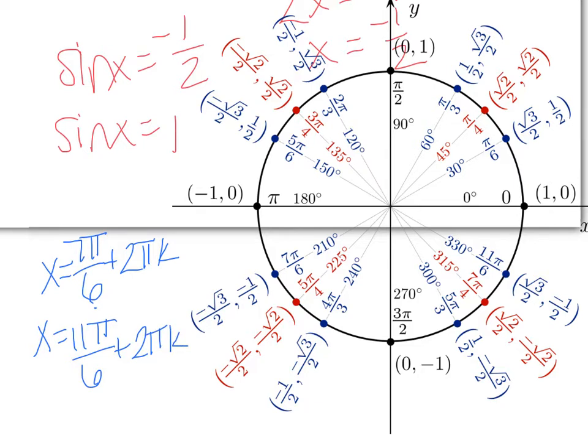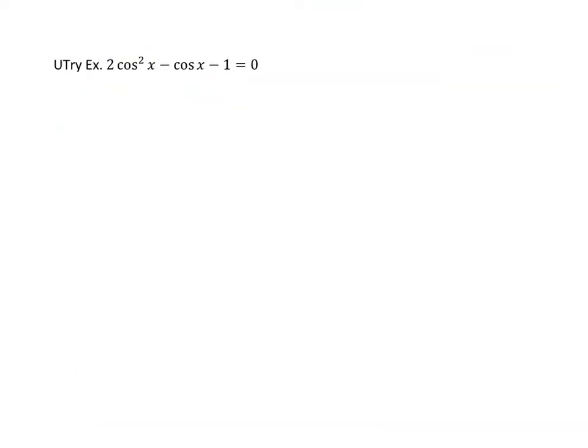And where does sine equal 1? Where does the y-coordinate equal 1? Up here, and that's going to be the only place. So we add one more solution of x equals pi over 2 plus 2 pi k. Try this one. It's exactly the same as the other one except for cosine.